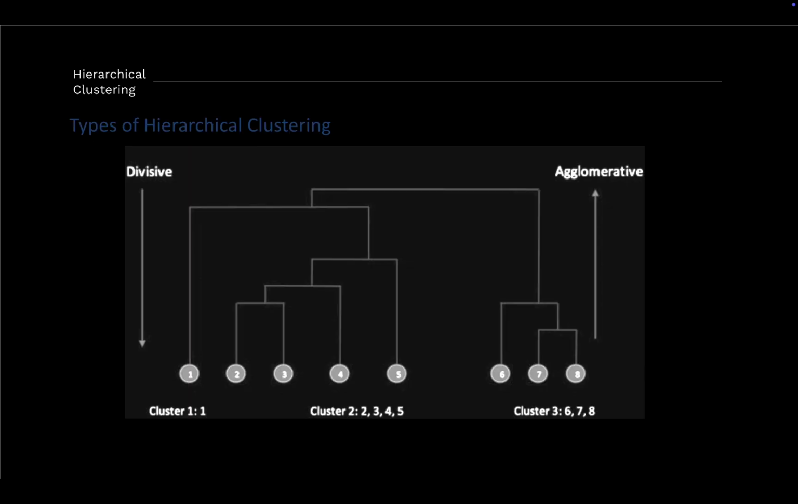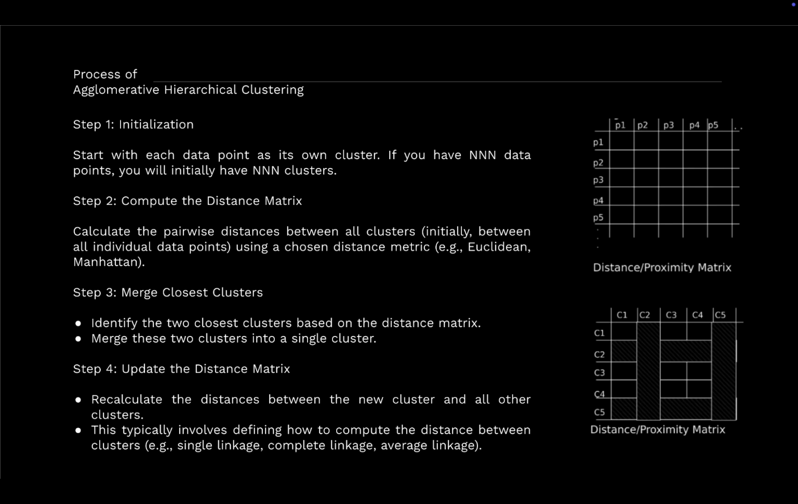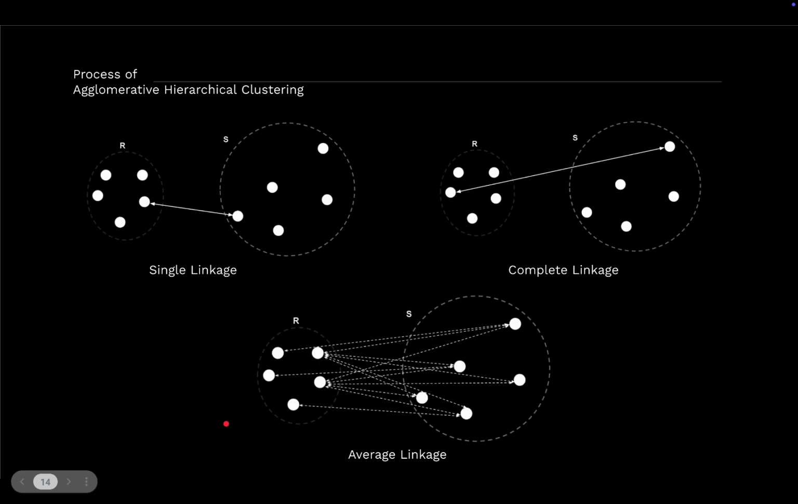Now the process of agglomerative hierarchical clustering. The agglomerative clustering process begins with each data point as its own cluster. Then the distances between clusters are calculated using metrics like Euclidean distance, and the two closest clusters are merged. This merging continues until we reach a single cluster or achieve the specified number of clusters. To update the distance matrix, we have options for linkage methods including single linkage, complete linkage, and average linkage.